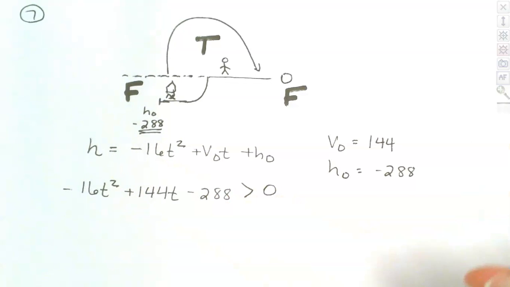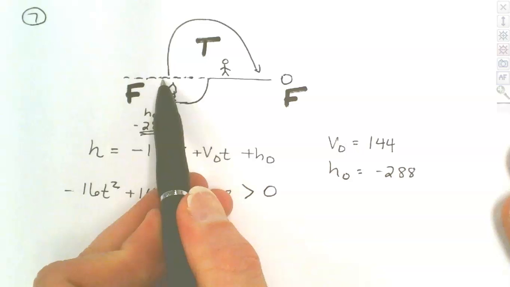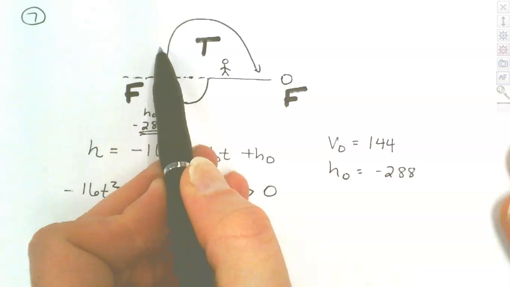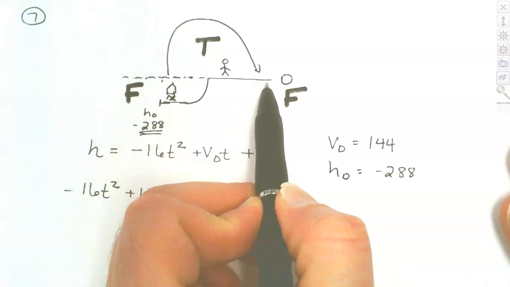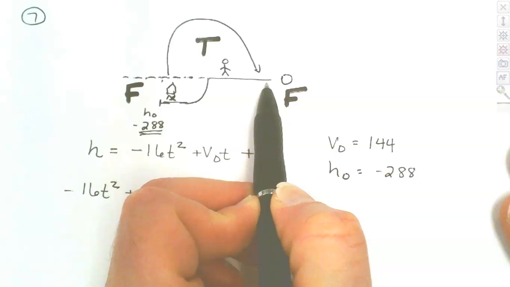Because as long as it's greater than 0, I'm going to be able to see it. Once it hits the ground, that flare is not going anywhere and I can't see it. When you start, I'm not going to be able to see it either because it's below ground. So it has to come up to 288 feet, then I can see it. And then when it hits the ground, I can't see it anymore because it's stopped.